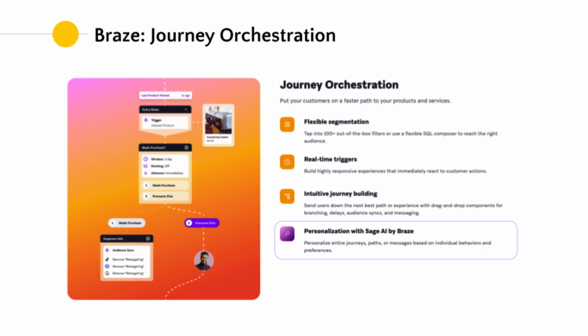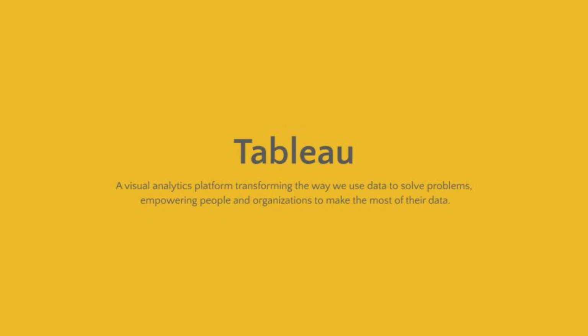So, for example, if a user tries out a new feature for the first time, we can automatically send them a quick tip or a thank you message. It's all about making sure our customers get the right message at exactly the right moment. All right, next up, Tableau. I really like this analogy.